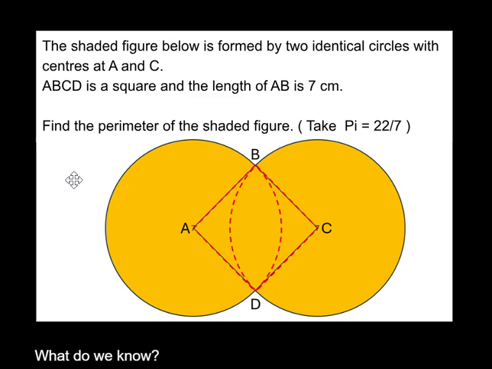Okay, so now let's look at this question. Basically you have two identical circles here. A and C are the center of the circle, and inside here there is a square. And the length of the square is 7 cm. The question asks you to find the perimeter of the shaded figure.